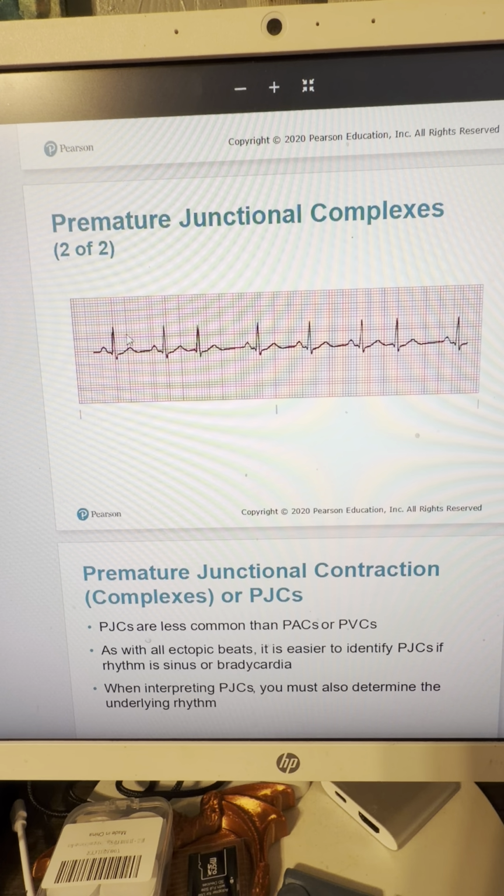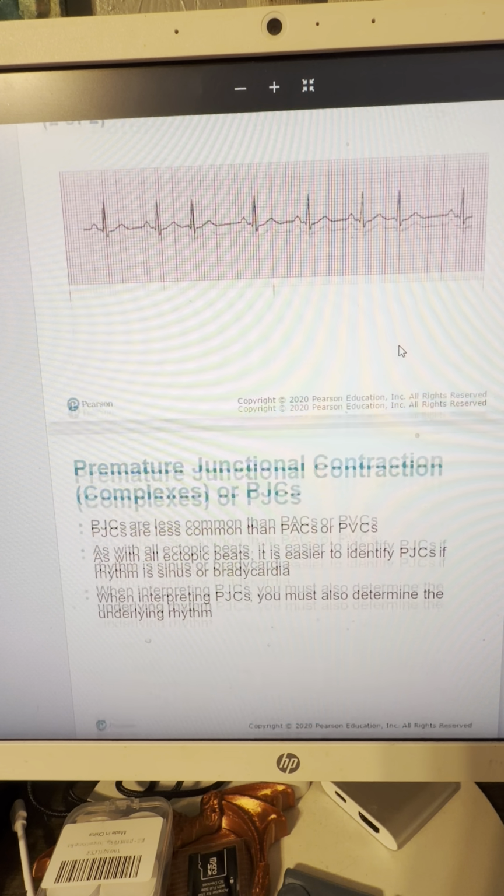So what we see here is a normal beat, PQRST with repolarization, PQRST, and then this next beat should come about here, but this one came before the next expected beat. There is no discernible P wave, so this is a PJC. Then it picks up the regular rhythm again, and then we have another PJC right here.